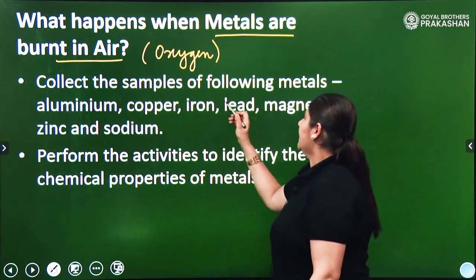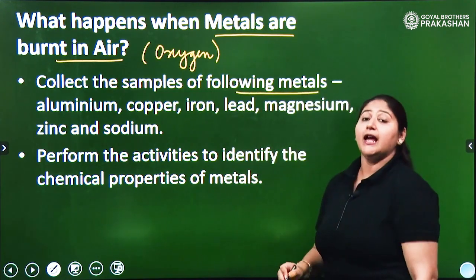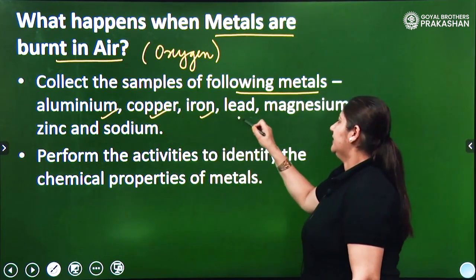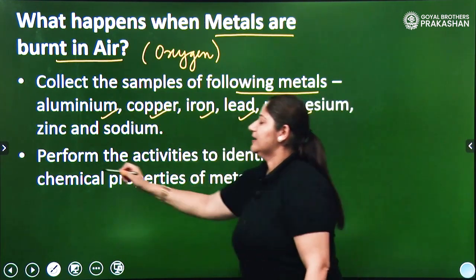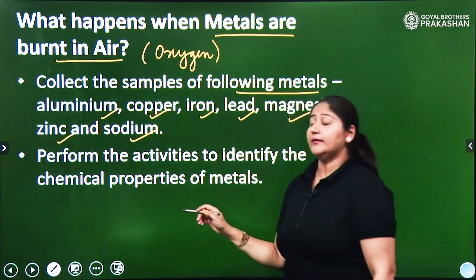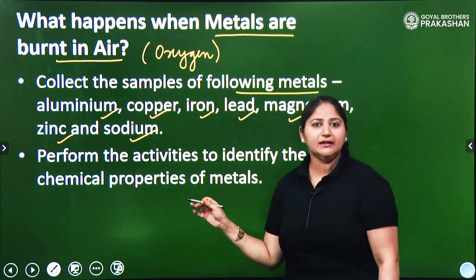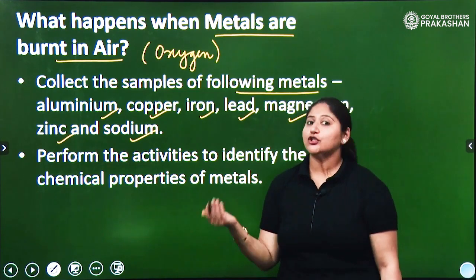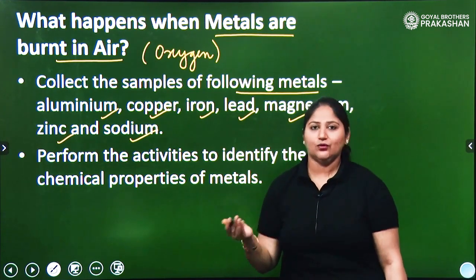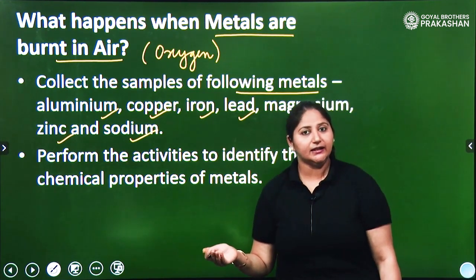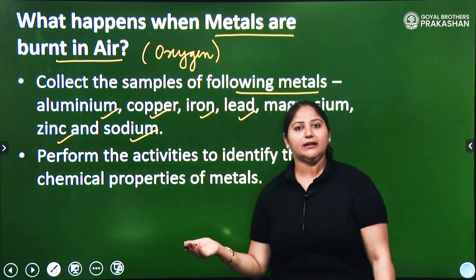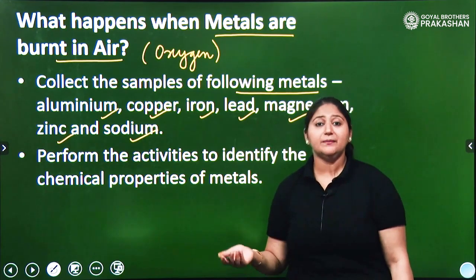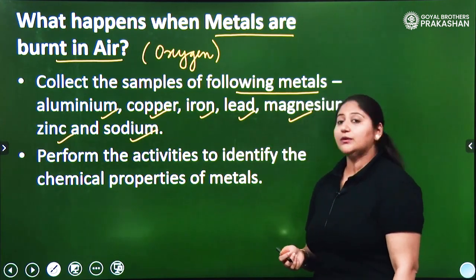Now for that, what we will do? We will collect samples of the following metals: aluminium, copper, iron, lead, magnesium, zinc and sodium. I'm sure all these metals are available in your chemistry lab. If there is any metal which is not available with you, that's okay. You can take another sample of metal, or else you can proceed with only those metals which are available in the chemistry lab.